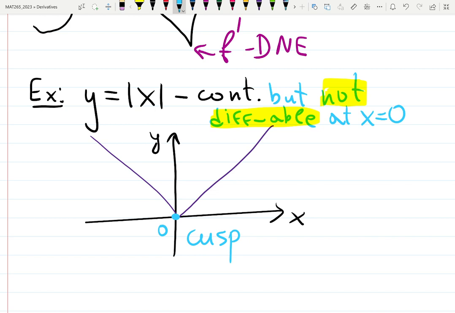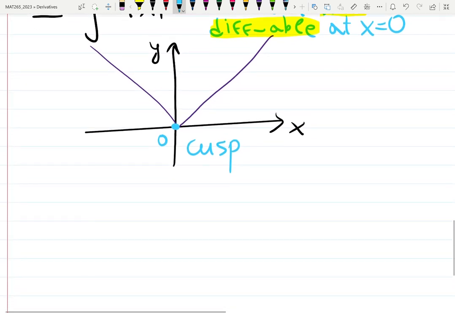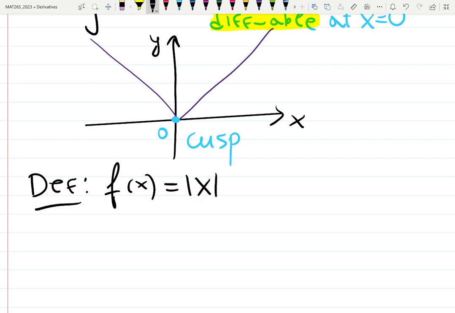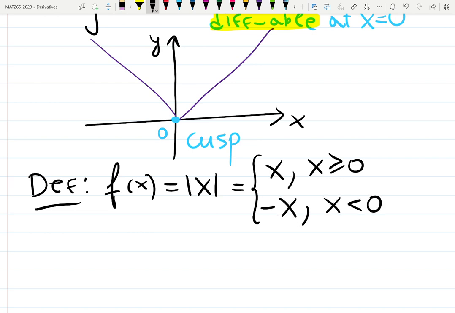So you had the absolute value example in your homework. And I realized many of you don't remember the definition of it. The definition of absolute value is f of x, which is absolute value of x, equals itself when x is positive or 0, but it's negative itself if x is negative, like so. So that's basically the definition.